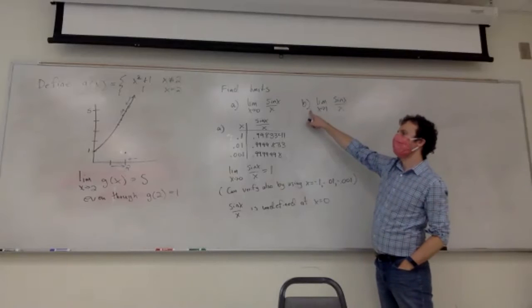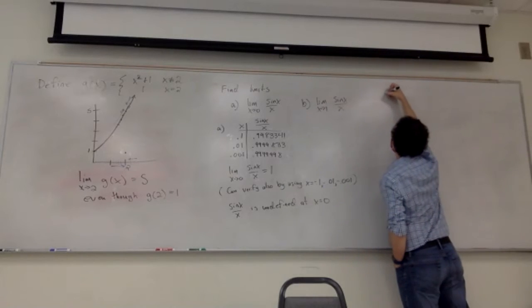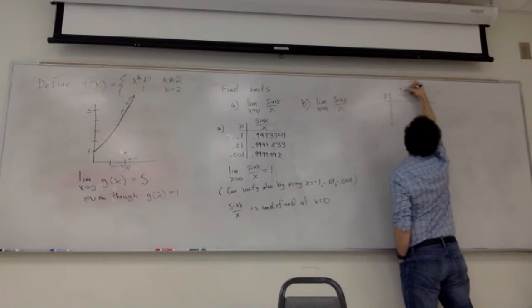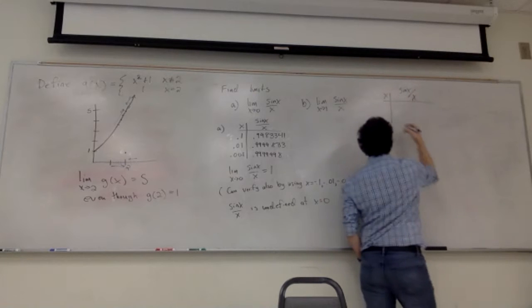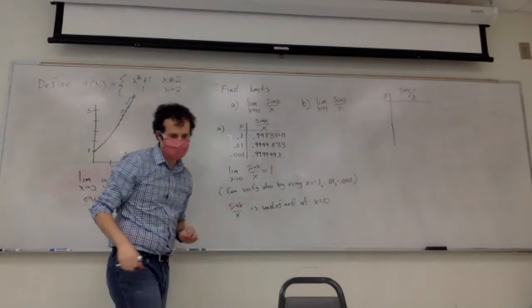So let's look at this other one. Here, again, if we make a table for this, we pick some x's getting closer and closer to 1, and we see what happens to the list that we get.